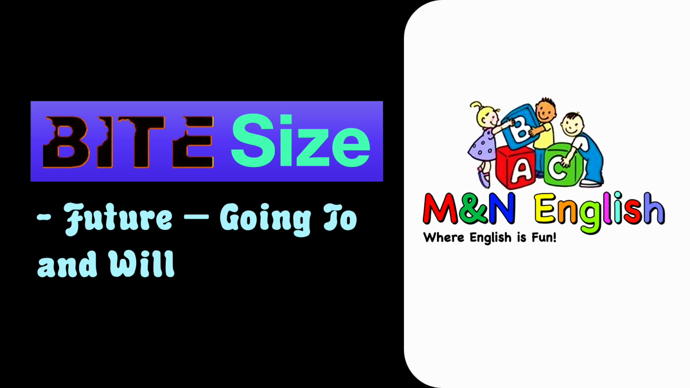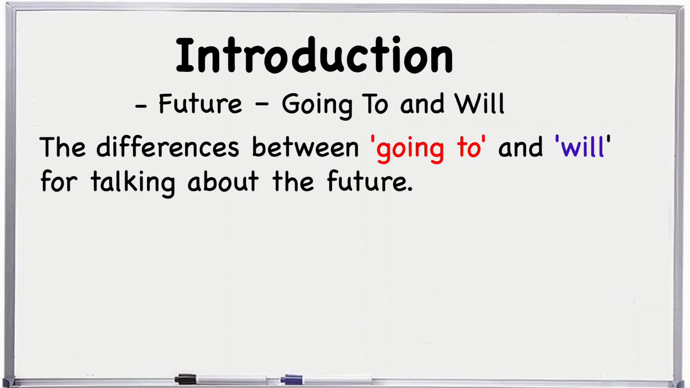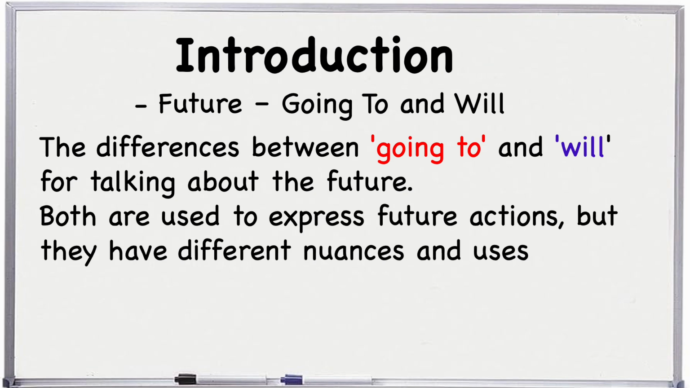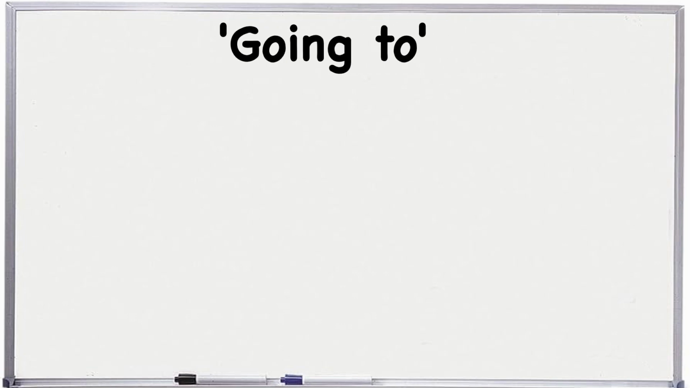This is one of 3 videos we're looking at on the future tense because there are a few things to look at. Today we're going to compare the future tense going to with the future tense will. Now this may surprise you, but there are differences between using going to in the future and will in the future. Both are used to express future actions, but they have different nuances and uses. So let's look at going to first and its usage.